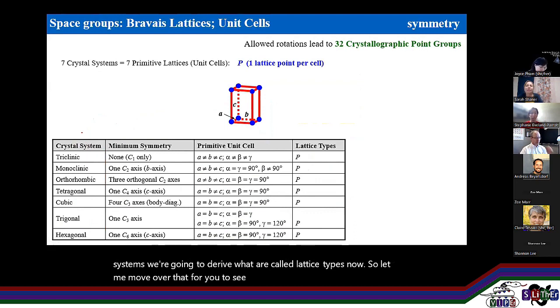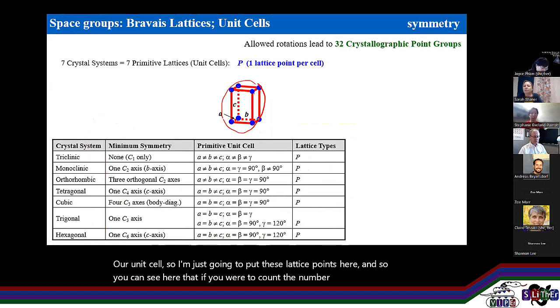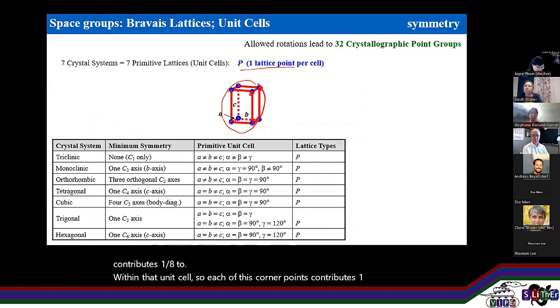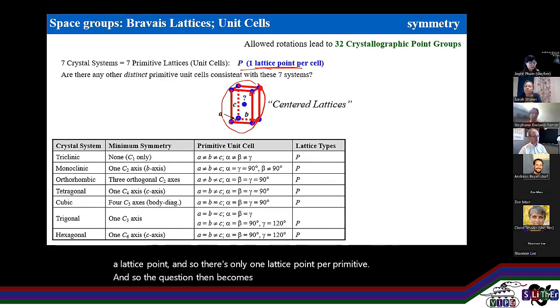Okay, so here we have our unit cell. I'm just going to put these lattice points here. And so you can see here that if you were to count the number of lattice points within this unit cell, it's just 1, because each of these lattice points only contributes 1/8 to that unit cell. Each corner point contributes 1/8 of a lattice point, and so there's only 1 lattice point per primitive cell. And so the question then becomes, what about the centering?